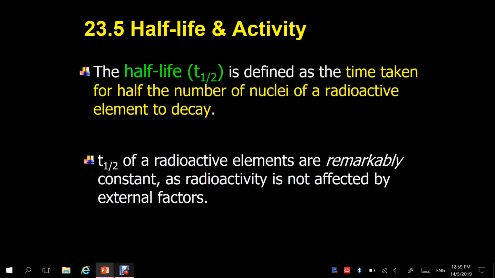Let's move on to the next page, which is about half-life and activity. Half-life, for those who take chemistry, is the same as what you have defined in your chem. The half-life is defined as the time taken for half the number of nuclei of a radioactive element to decay. Because radioactivity is spontaneous, not dependent on external factors such as temperature or the chemical composition, you find that the half-life of almost all the radioactive elements is more or less constant.